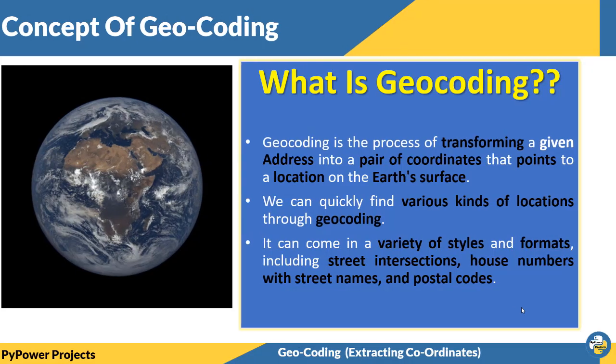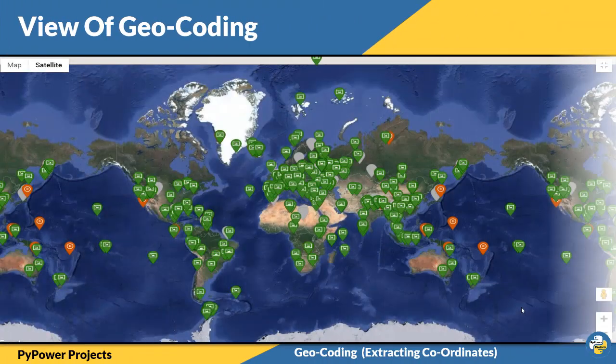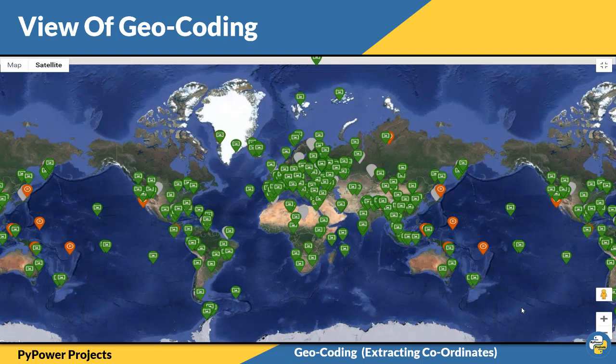So let's see why we are using geocoding. Geocoding has basically two important reasons, that is visualization. Presuming the Earth as a global surface, we will be making virtual points in order to get a better view, and visualization means we have a visualization on a global scale so that we can analyze it for further information. And let's see how geocoding will look. This is the actual view. This is a very complex view when we have a bunch of addresses on a global level, and we'll be plotting this on Google Maps. But we still have an easier way, or a slightly more complex way, of doing this.